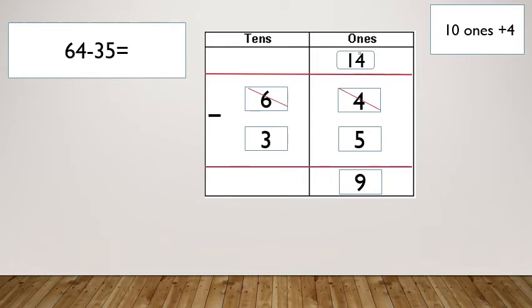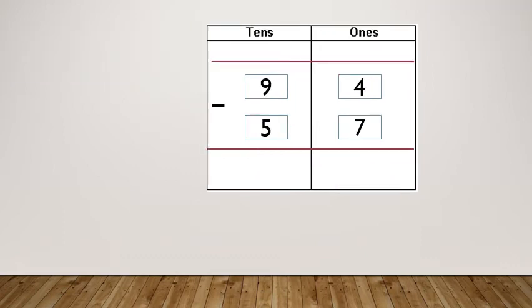Now as 6 has given 1 tens, it becomes 5 tens. Subtract 5 minus 3. It becomes 2 tens. So the answer will be 29.